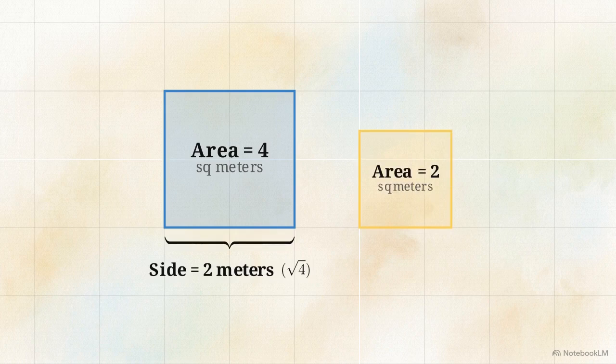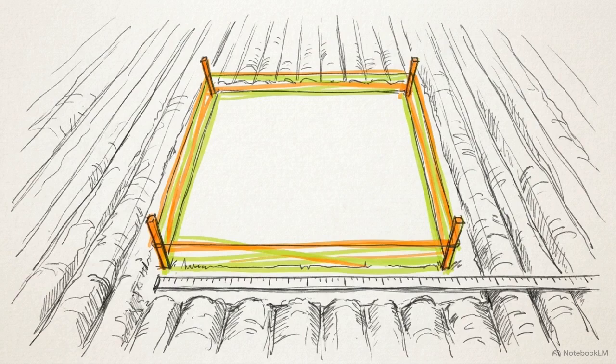Now, imagine a smaller plot next to it. This one has an area of exactly 2 square meters. By the same logic, the length of its side is the square root of its area. We write this side length as the square root of 2. We can draw this shape and measure out the plot of land. It physically exists in the real world.